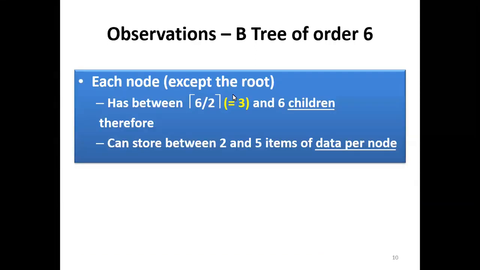The observation again, we have this for order 6. In the case of order 6, which is similar to order 5, we divide 6 by 2 to get 3, and 6 children. So in that case, we can have 2 data items in a node and a maximum of 5 data items in a node.